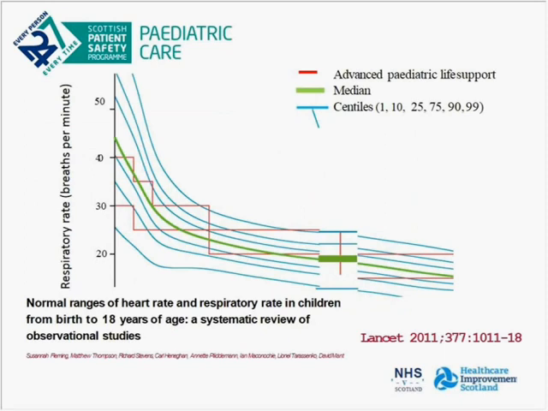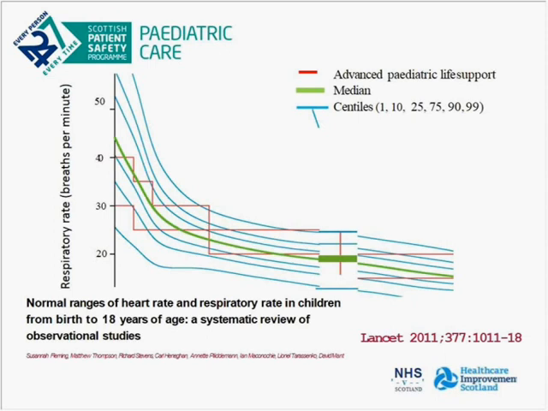When we then look at this data and plot it in graph form, as Fleming et al. performed back in 2011, what we can see on these graphs is the way that the respiratory rate, as we know, reduces from birth to the lower levels seen in young adults and adolescents. On this graph, the centiles have been plotted in blue and the median is in green.